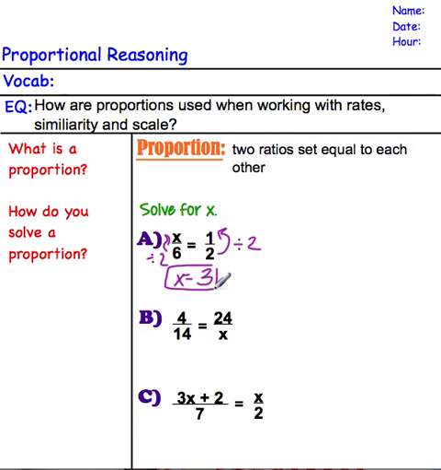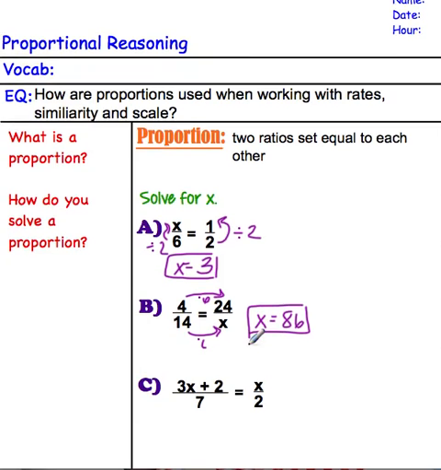Now this second one, 4 over 14 equals 24 over x. I look in the direction of 4 to 14, and I don't see a relationship of how I can get easily from 4 to 14, at least not with a whole number. So I look here and I say, I can get from 4 to 24 by multiplying by 6. So that means I can do that here, multiply by 6. 14 times 6, 6 times 10 is 60, 4 times 6 is 24. So that means that x equals 84.